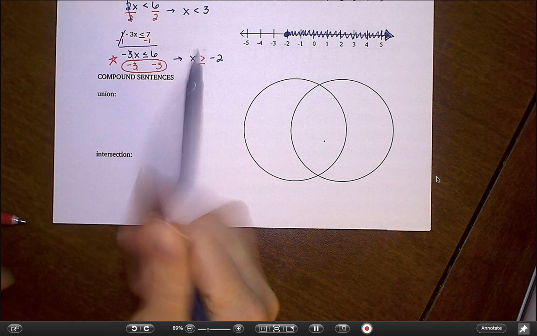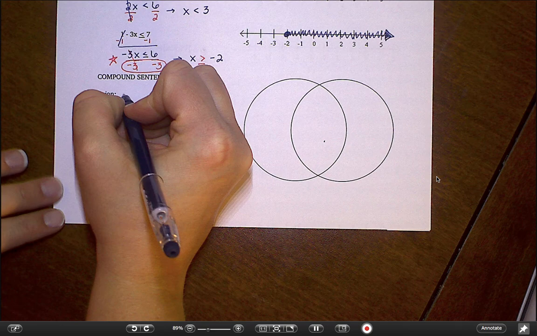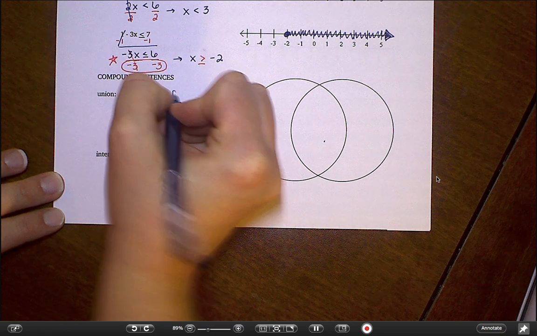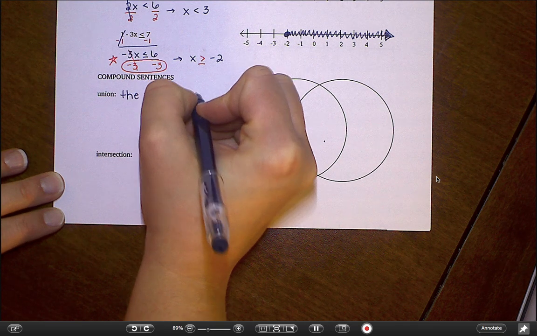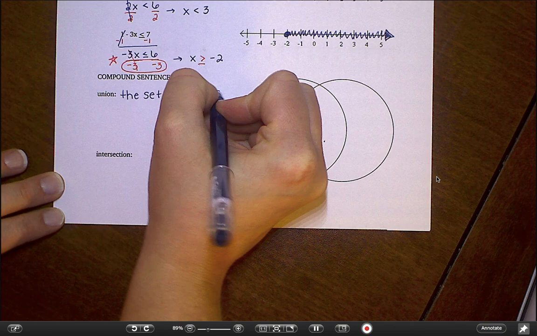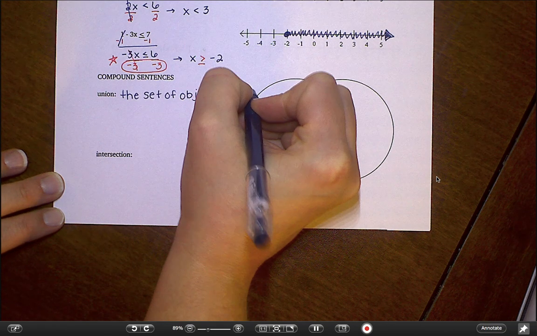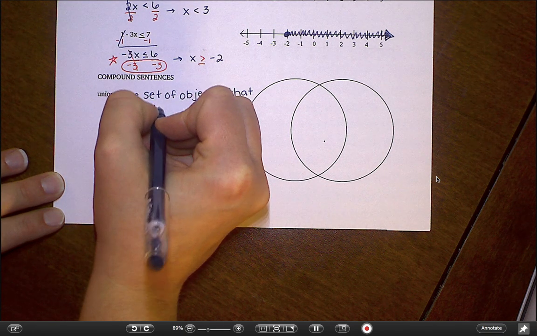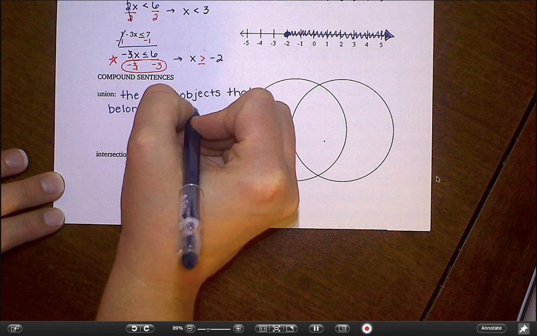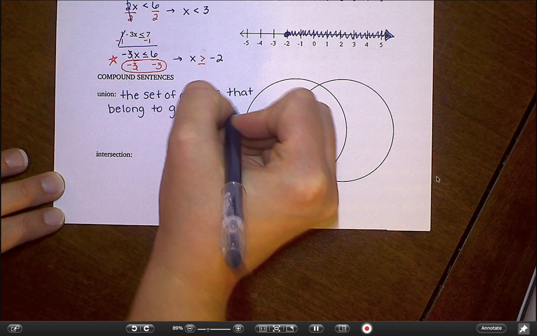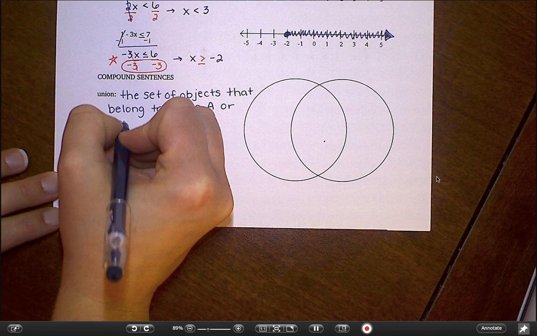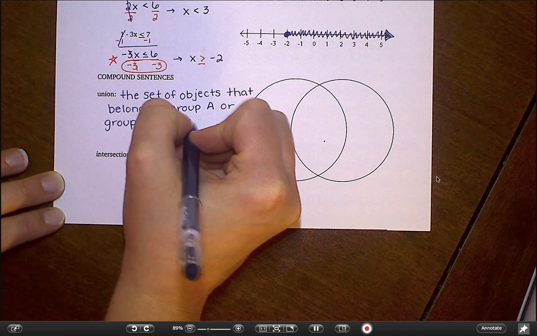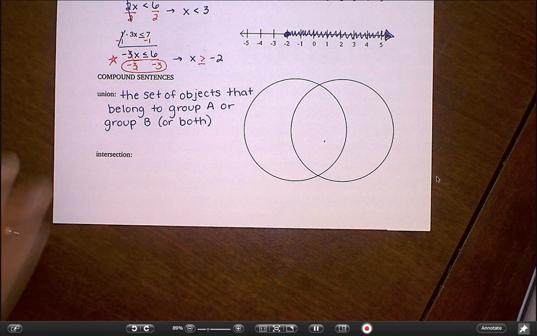So just to remind you, a union is the set of, I'm going to say objects, although we know in math usually our objects are numbers that belong to group A or group B. And then I'm just going to throw in here, if they happen to be in both group A and group B, they're also included in the union.